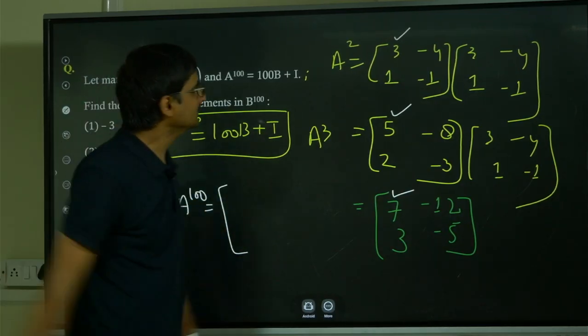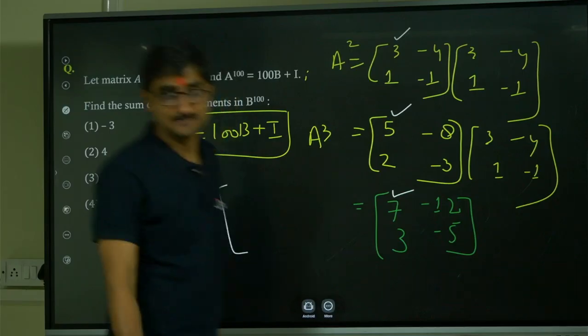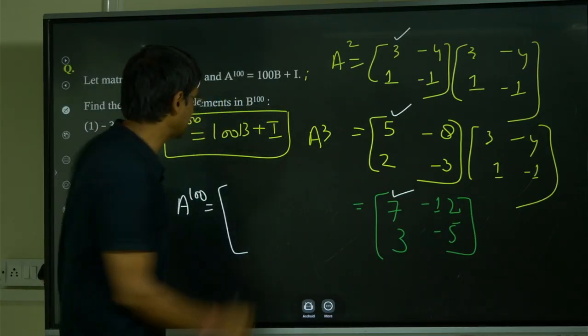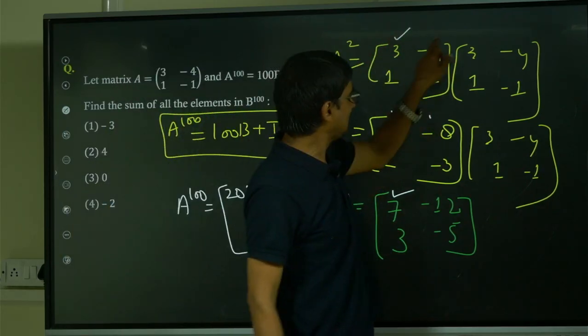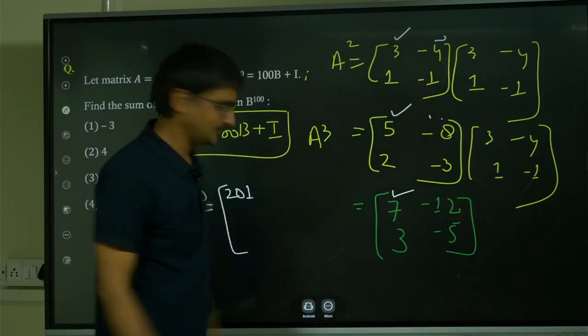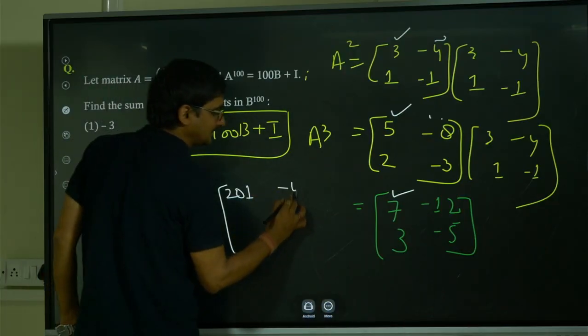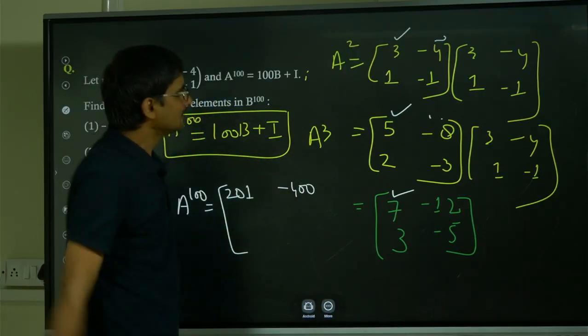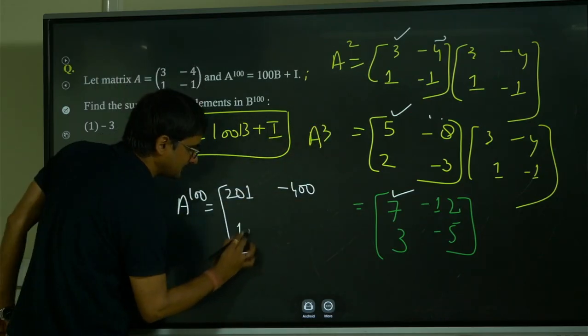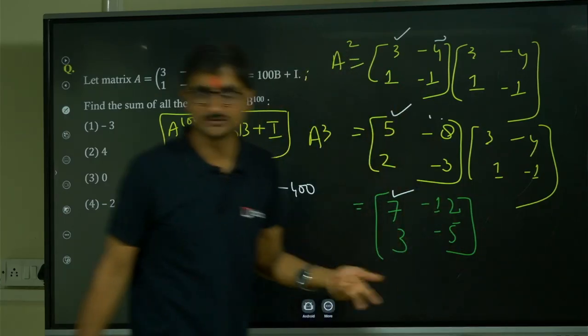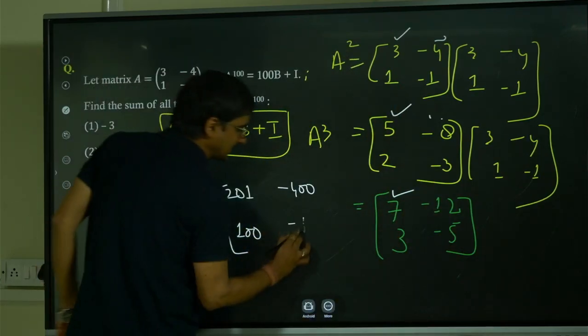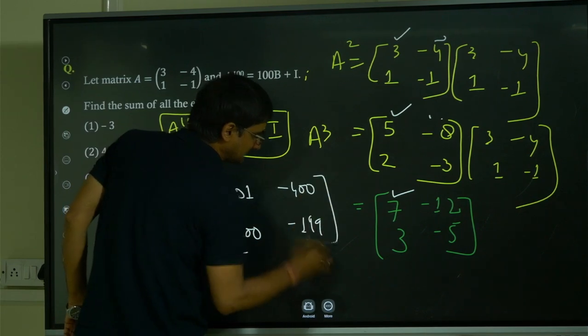That's our AP. So the 100th term of this AP is 2k plus 1, so it's 201. Now minus 4, minus 8, minus 12, multiples of 4, so the 100th term will be minus 400. Then 1, 2, 3, so it's going to be 100. And then minus 1, minus 3, so 2k minus 1, isn't that? So minus 199, that's it.